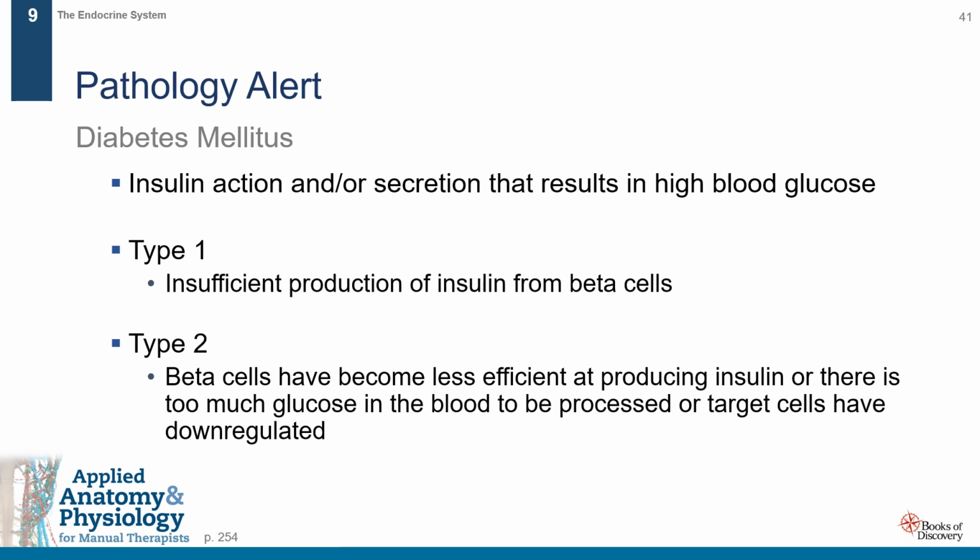In others, insulin production remains normal, but there is simply too much glucose in the blood to be processed. Or, insulin production is normal, but target cells have downregulated, providing few insulin receptor sites. It is also possible that there is a combination of both low insulin production and low sensitivity. Type 2 diabetes is often managed through stress management and changes in diet and exercise. Sometimes oral drugs and/or insulin are prescribed.